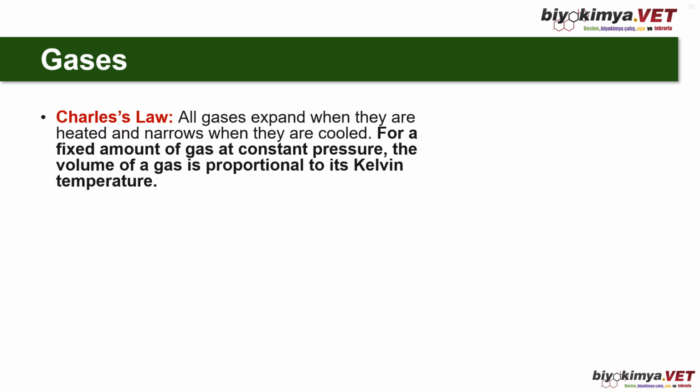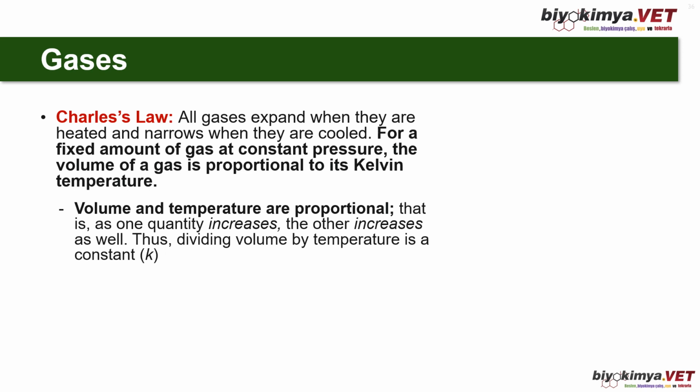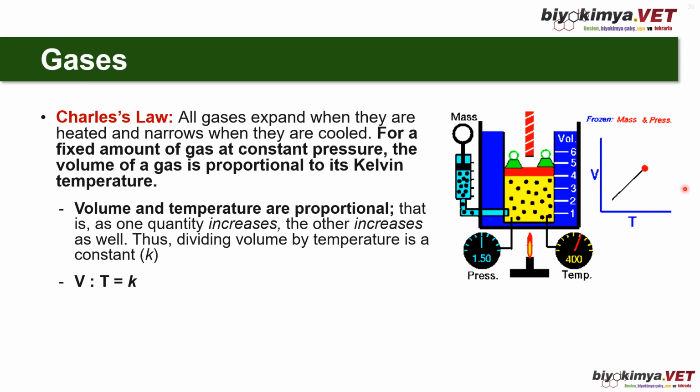Continue on Charles' law. All gases expand when they are heated and contract when they are cooled. For a fixed amount of gas at constant pressure, the volume of a gas is proportional to its Kelvin temperature. Volume and temperature are proportional. That is, as one quantity increases, the other increases as well. Thus, dividing volume by temperature is a constant. And as you see in the animation, it's clear that when the temperature increases, the volume increases. And follow the temperature here, the Kelvin temperature I mean, and what happens to the volume indicator if temperature increases.